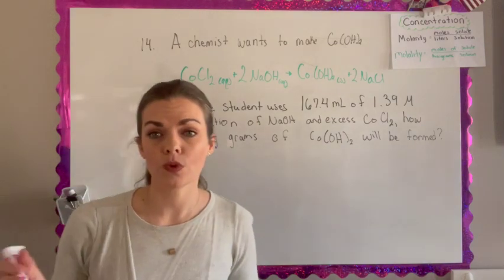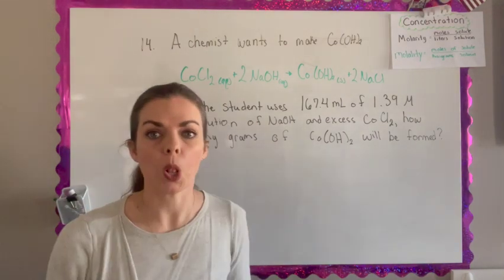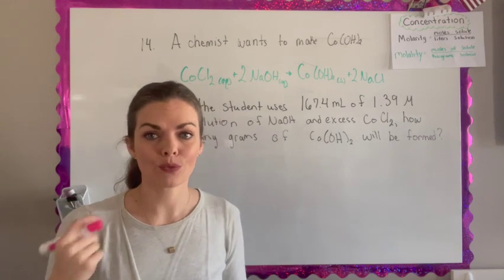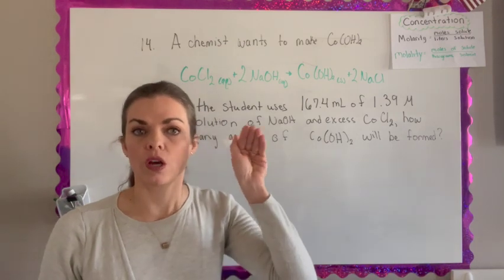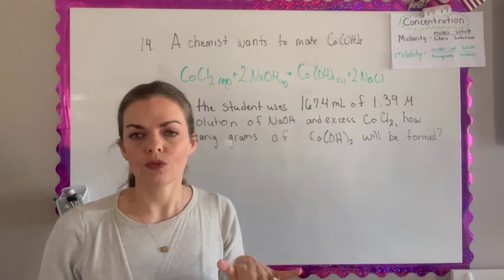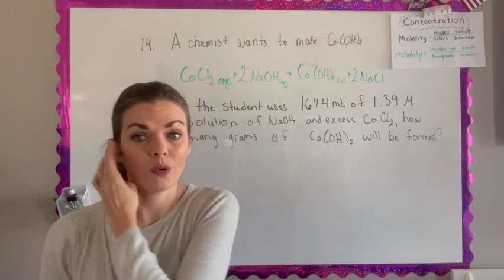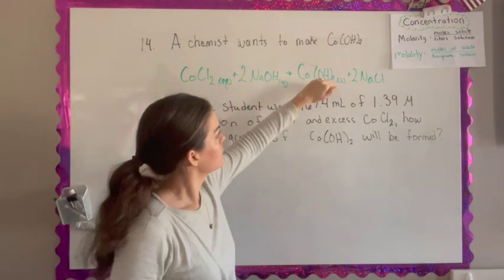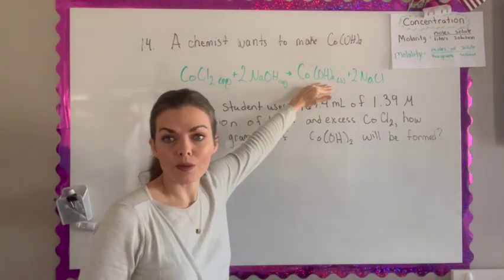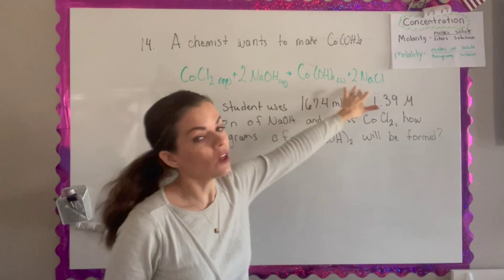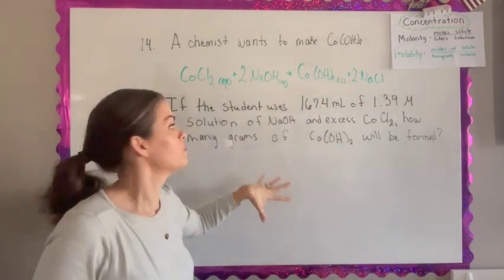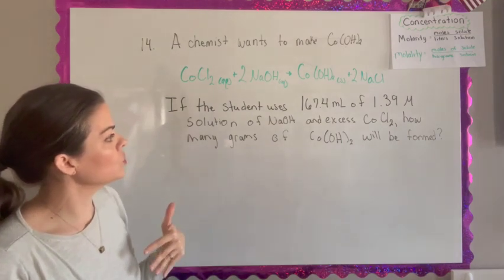Number 14 is one of those word problems where we're going to have a long process of steps, and so it's going to get a little confusing. So try really hard to keep your work orderly, make it make sense and flow so you don't get lost in just what we're doing in the problem. All right, so it tells me a chemist wants to make cobalt hydroxide, and they give me this very long formula on how to do that, and then they give me a bunch of data.